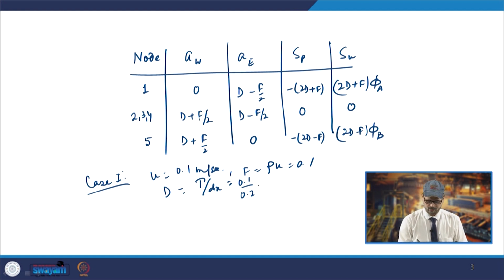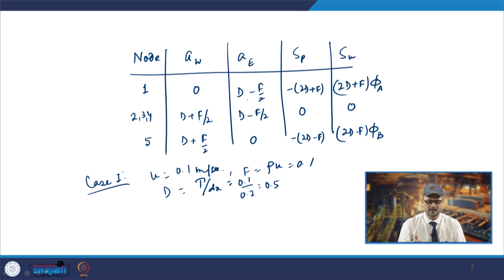So, you will have this is 0.5. In this case, if you go for these nodes, you will have the values of AW and AE. Once you know the values of D and F, from here you can get the values of these coefficients, and then these coefficients will be put in terms of the matrix.